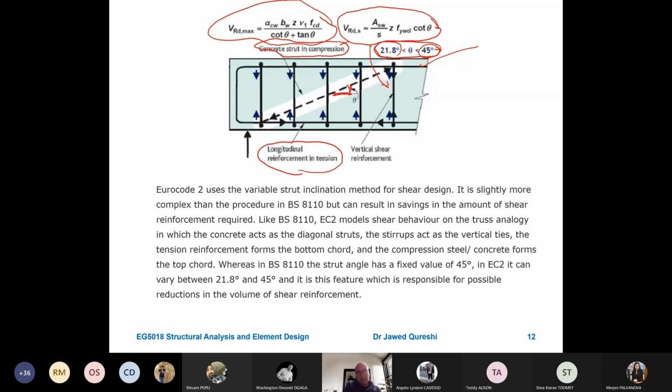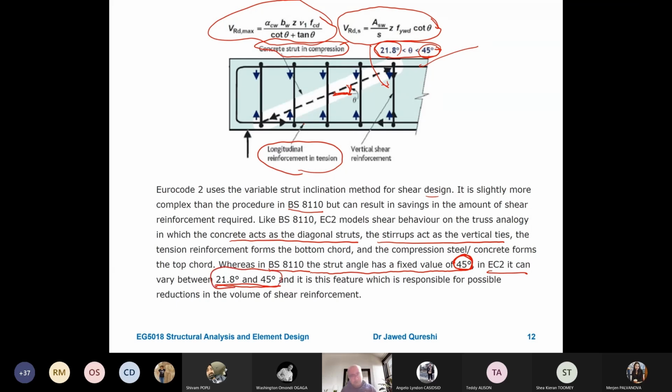So again, I would say that EC2 uses strut inclination. I already determined it is more complex than BS 8110, so don't worry about 8110. We're not talking about it. The shear design uses the truss analogy, certainly. So concrete acts as diagonal struts, and stirrups act as vertical ties, as I mentioned earlier. And then we have tension and compression reinforcement. There's only one difference, as I mentioned before: the British codes have a fixed value of theta, which is 45, but in Eurocode 2, it can vary between 21.8 and 45.